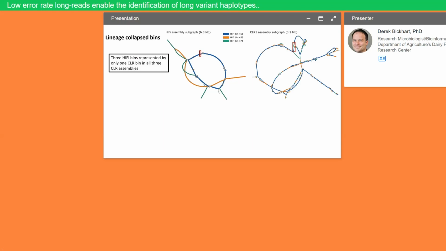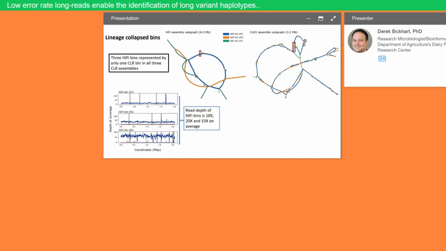When we take a look at the same composite CLR bin, you can see why this has all been condensed. Using CLR reads, we were not able to distinguish between those 3 distinct lineages. And this is primarily due to the error rate of the reads.